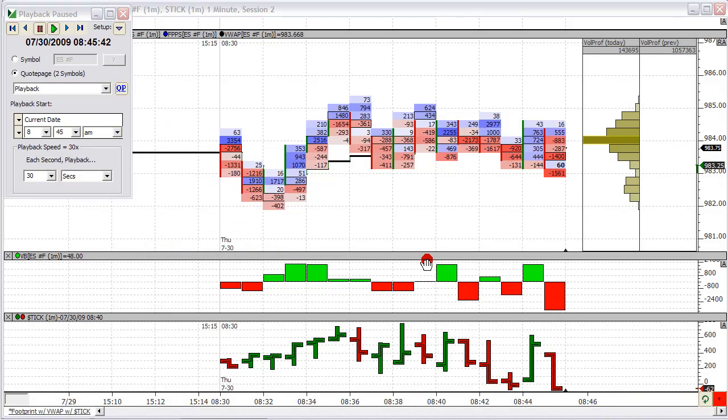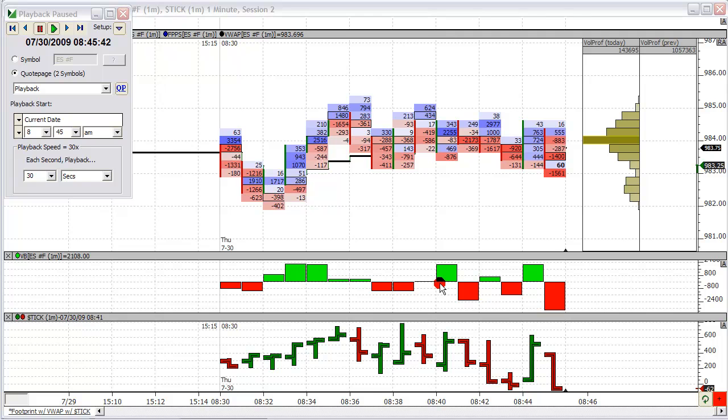Today I wanted to show a follow-up to yesterday's blog post that had a video entitled How to Interpret the Footprint. Today there was a great example in the S&P E-minis that I wanted to show how to use it along with the NYSE tick, which you can see I have along the bottom of the chart here.